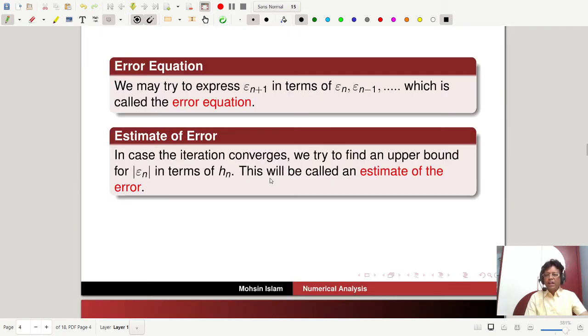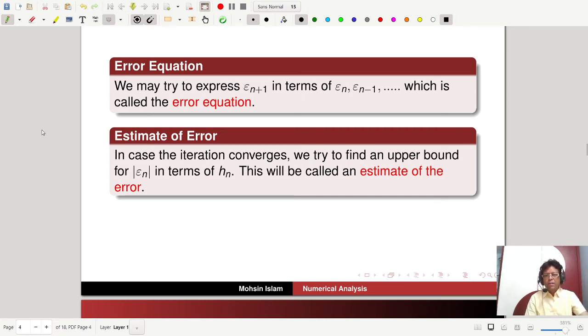Now, what is the error equation? We may try to express epsilon (n+1) in terms of epsilon n and epsilon (n-1), etc., which is called the error equation. It may relate the nth term of the error with the previous error and the next error. So this type of equation is called the error equation.